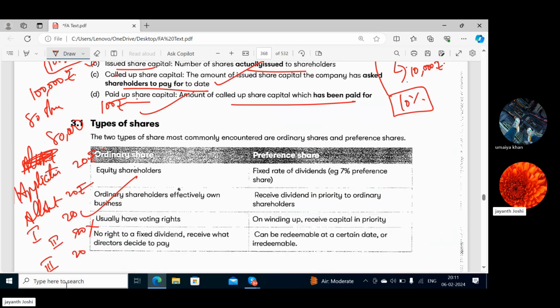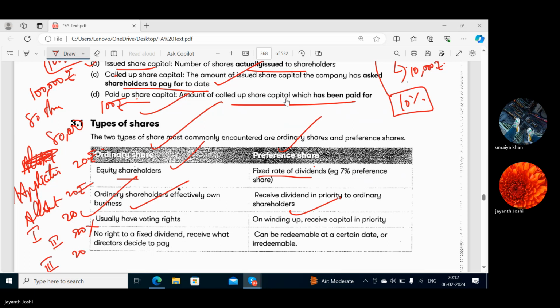Now, types of shares: again you have to understand certain concepts here. There are 2 types of shareholders in a company: ordinary shareholders and preference shareholders. Ordinary shareholders are called equity shareholders, and preference shareholders are called preferred shareholders, because they get the first preference compared to ordinary shareholders. They have certain preferential rights. They get fixed dividends, first and foremost. So fixed rate dividends. Ordinary shareholders effectively own the business. Preference shareholders receive dividends in priority to ordinary shareholders.